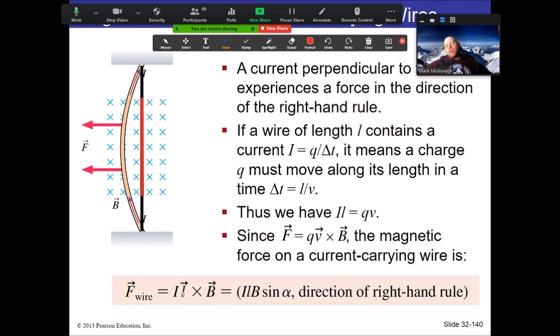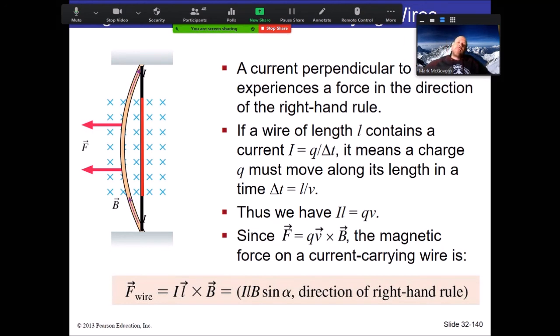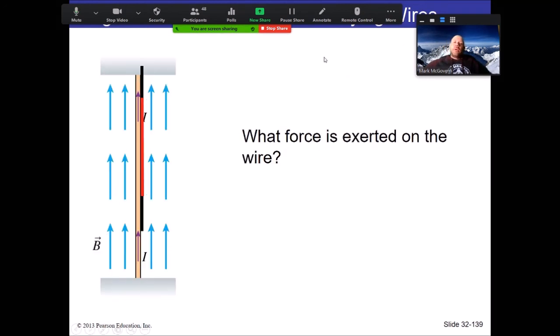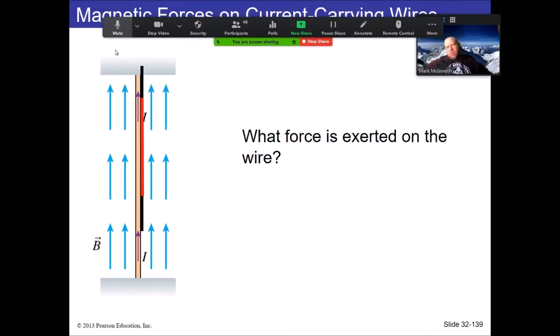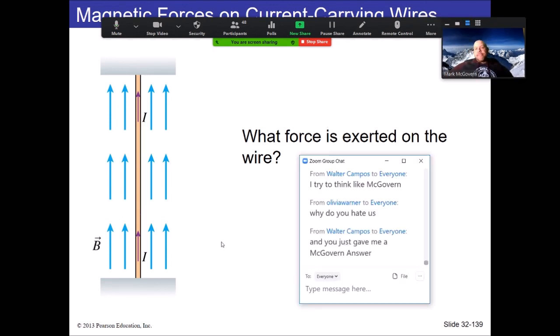So L cross B, again, it's a cross product. It involves a sine function. The force will be perpendicular to both L and B and all that stuff that you know from before. Fantastic. I guess I have a question for you. There is no force. The cross product is 0. The L vector and the B vector are parallel, so nothing.